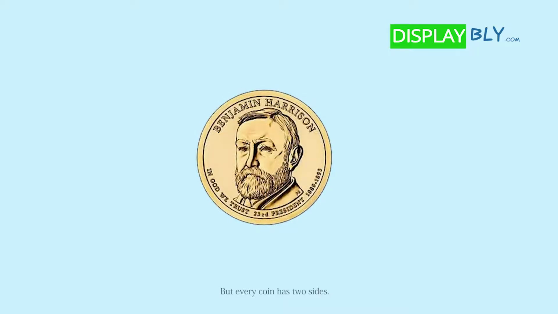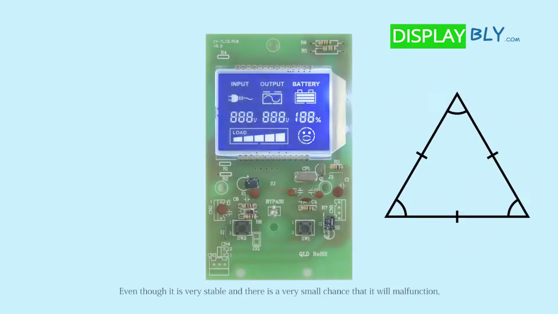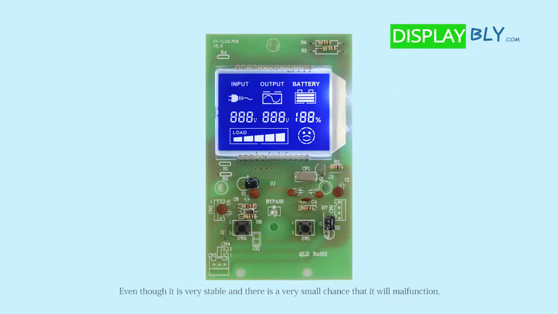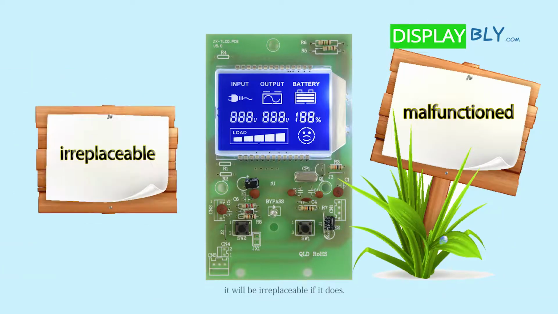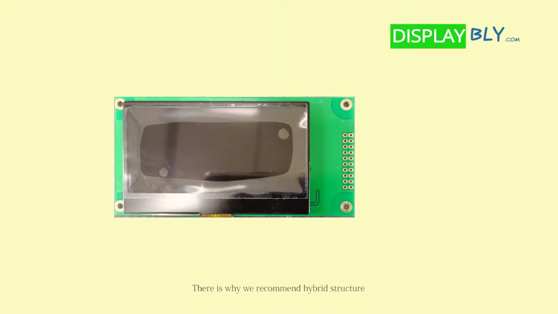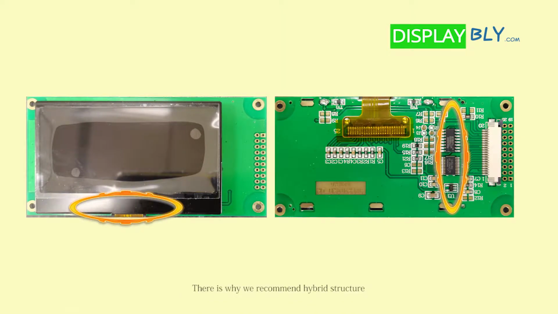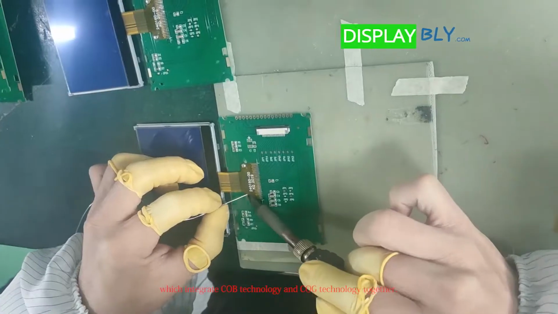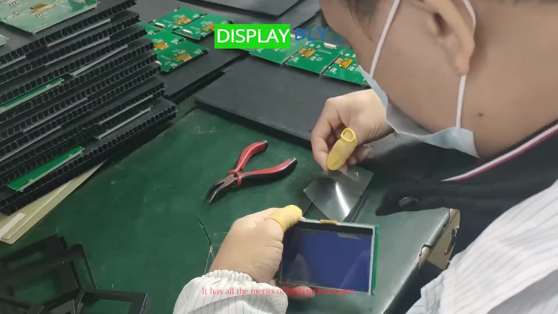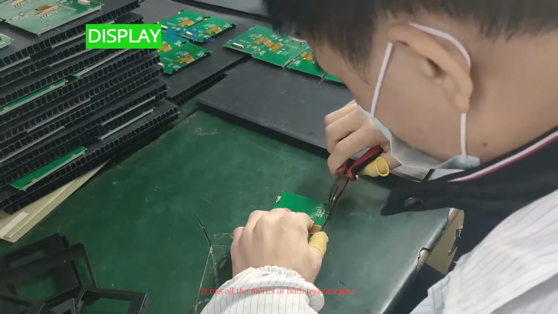But every coin has two sides. Even though it is very stable and there is very small chance that it will malfunction, it will be irreplaceable if it does. That is why we recommend a hybrid structure, which integrates COB technology and COG technology together. It has all the merits of both technologies.